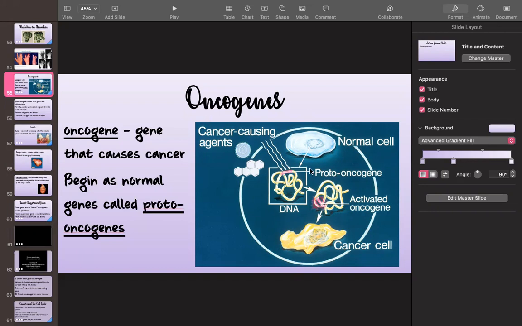So you can see here we've got the proto-oncogene, and we have a cancer-causing agent, which could be anything from UV radiation from the sun, to a virus. Viruses can cause mutations, even chemicals. So these cancer-causing agents are called carcinogens. They mutate the proto-oncogene and turn it into an activated oncogene, which then can create a cancer cell.